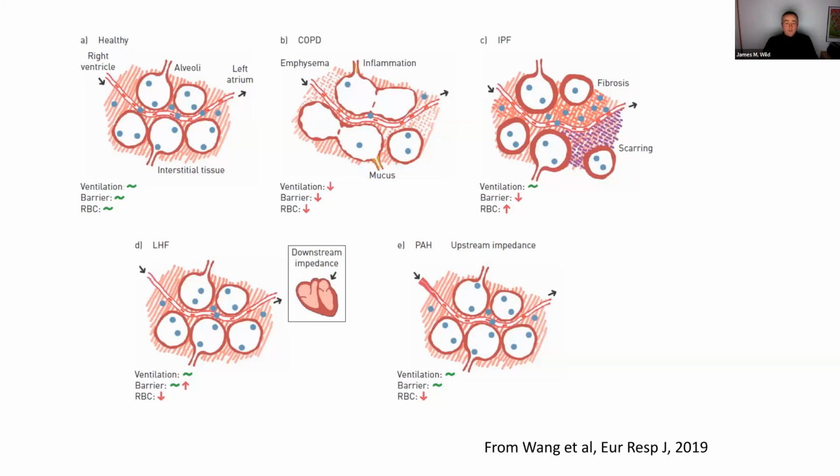So it's early days, but I think it has the potential to really help understand these overlapping pathophysiologies of airways disease versus interstitial lung disease, and also the vasculopathy side of things.